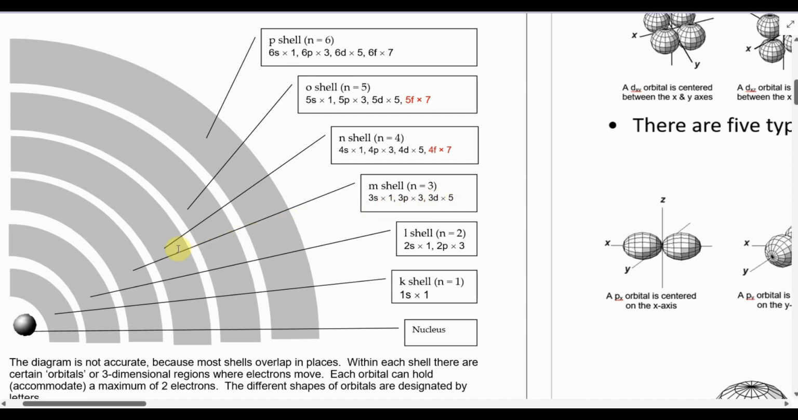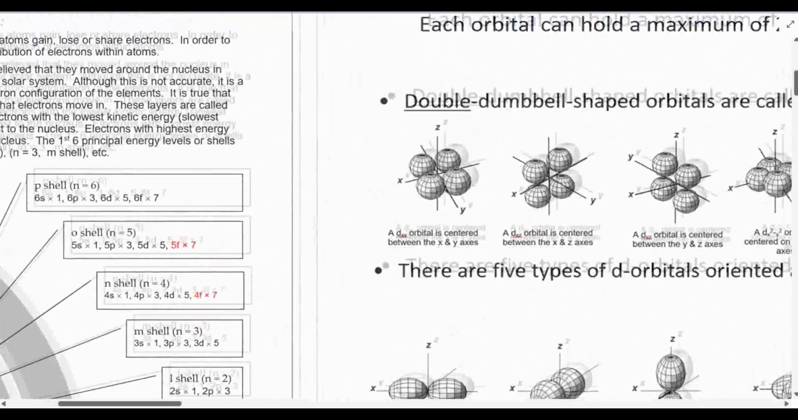In the fourth shell, which is larger and farther from the nucleus, there's a 4s orbital, a large circular orbital. There are 3 of these p orbitals called 4p because they're in the fourth shell, and there are 5 of these d orbitals called 4d because they're in the fourth shell, and now we have for the first time 7 of these f orbitals. Now an f orbital, let's take a look.